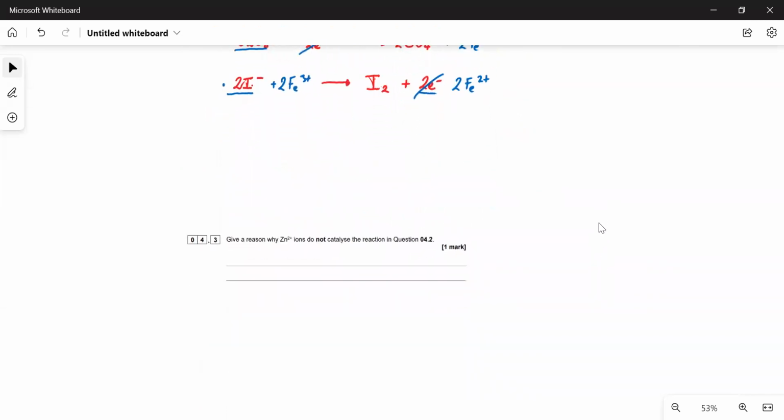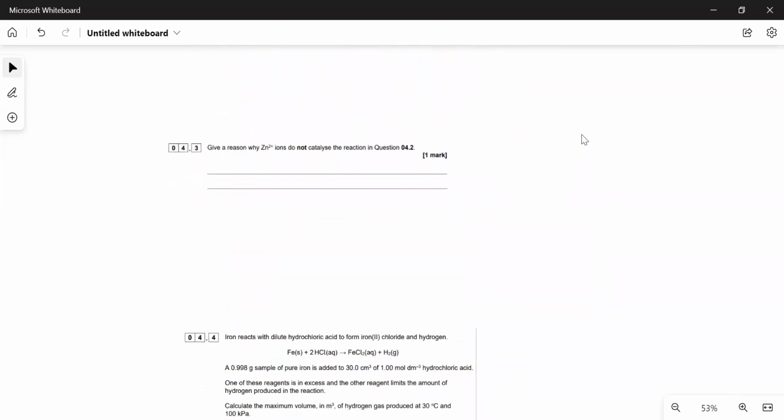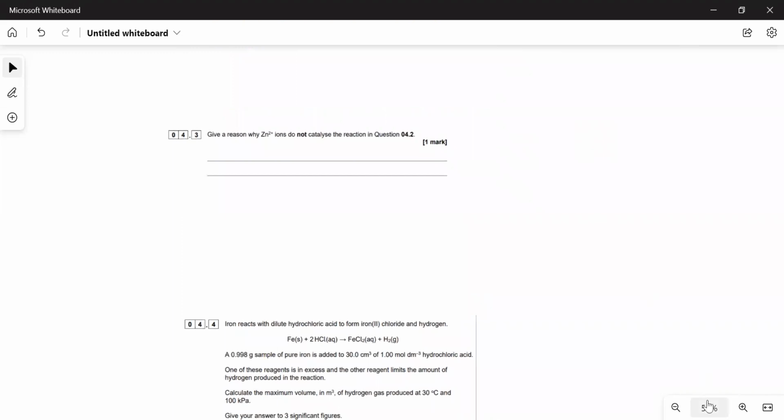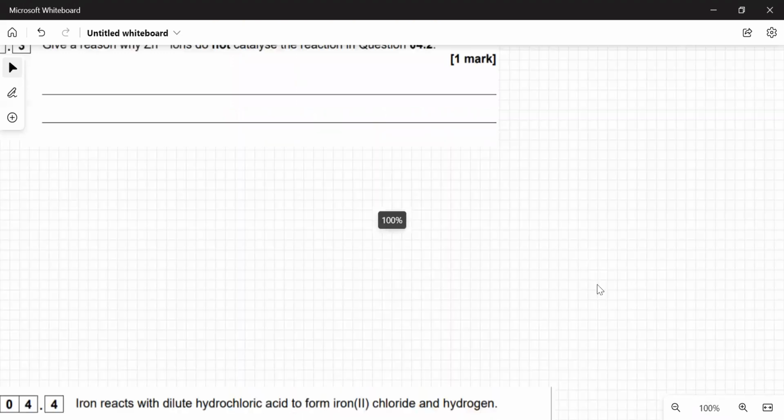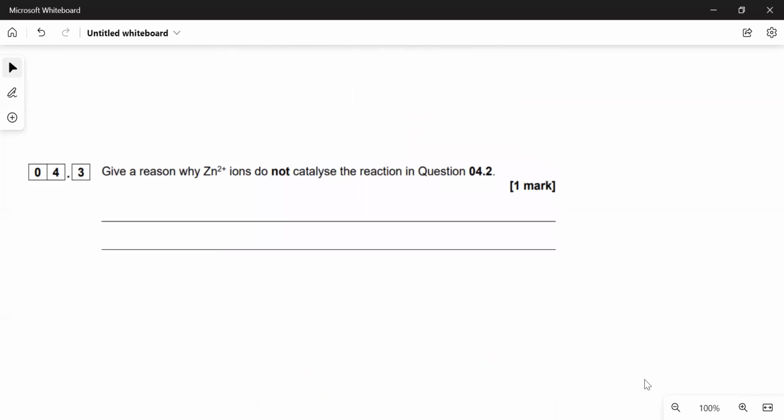Okay, next question, 4.3. We'll give a reason why zinc ions wouldn't work. Why don't zinc 2+ ions work in that? The reason is because zinc only exists as 2+ ions. They can't exist as 3+ ions. They don't have a variable oxidation state. So I would say that, and that's why they don't catalyze it.